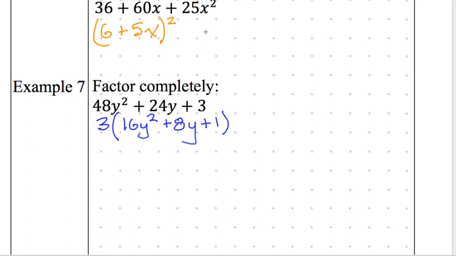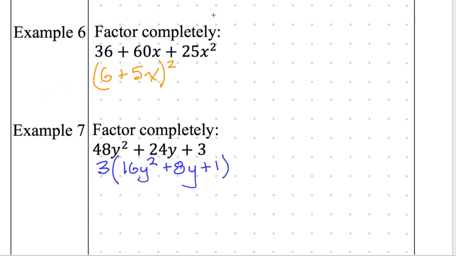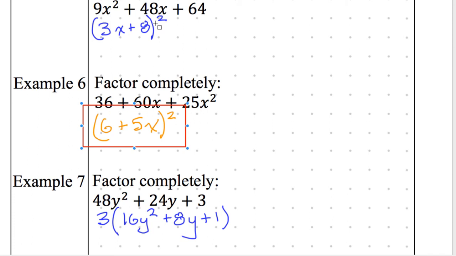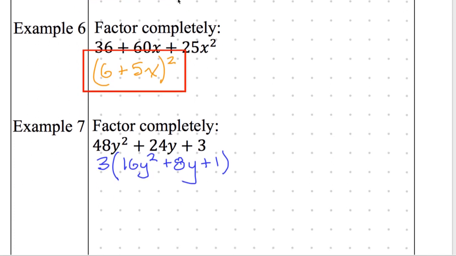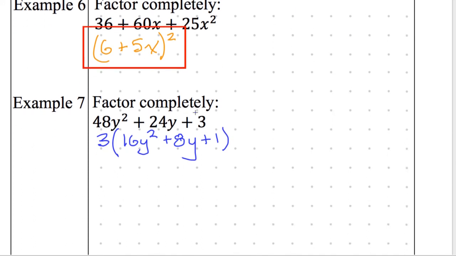What's my final answer? I see one hand. I only see Fiona's hand so far. I see Gio's hand. I want to see one more hand before I call on someone. How do I factor 16y squared plus 8y plus 1? Essentially, you square root this term, square root this term. That's the basics. I need one more hand before I call on someone. There's that one hand. Gio.